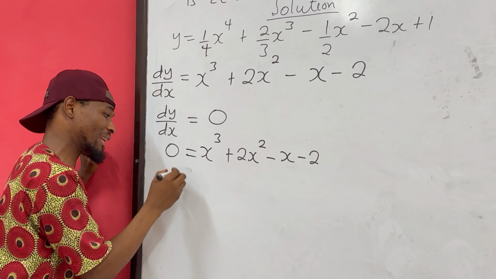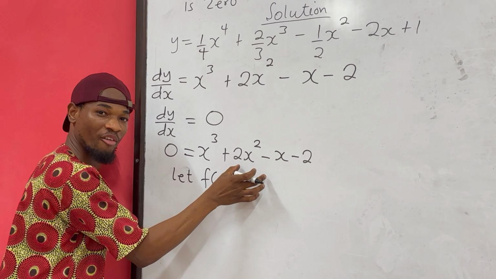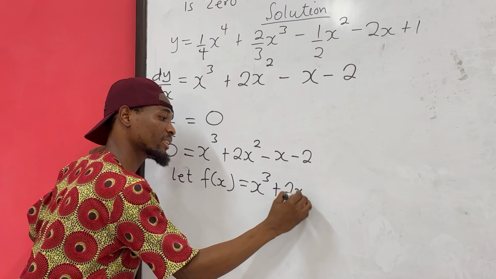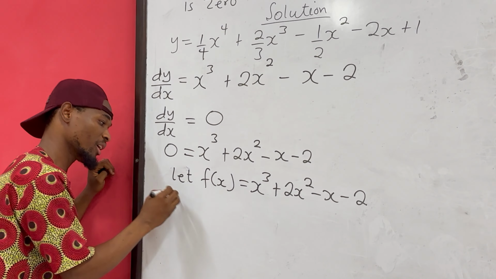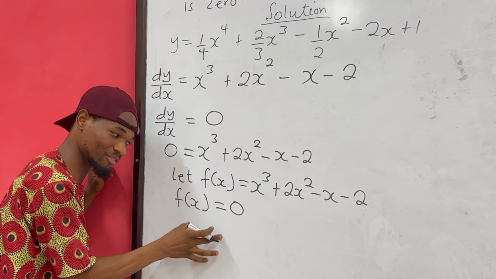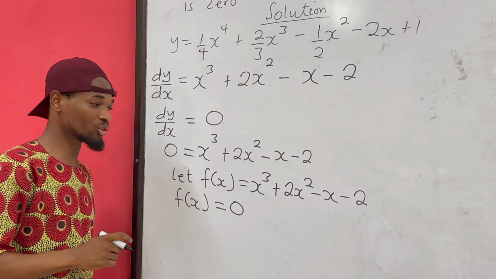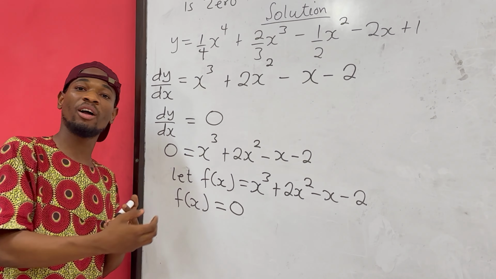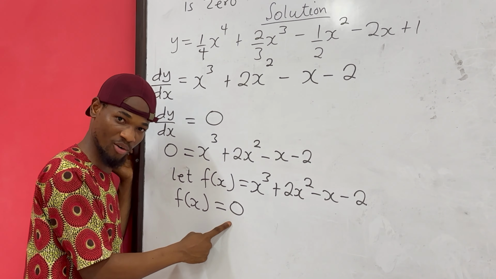Now, let f of x represent the polynomial function, which is x cubed plus 2x squared minus x minus 2. Now, if f of x is equal to 0, then that is a factor. So we are going to look out for possible values of x which, when substituted into the polynomial function, give 0.